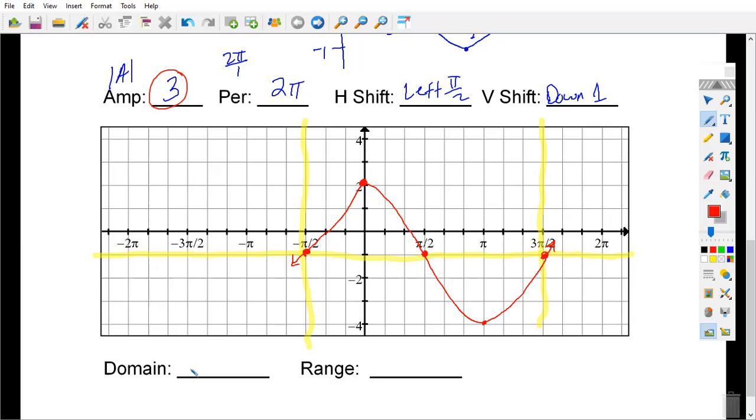So the domain of the sine wave is going to be from negative infinity to positive infinity. The range of the sine wave is -4 to 2. Okay, you're taking all the pieces that you have to create the graph.